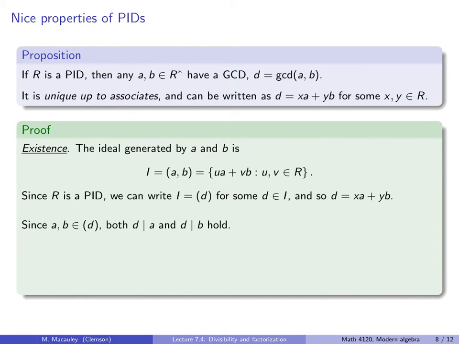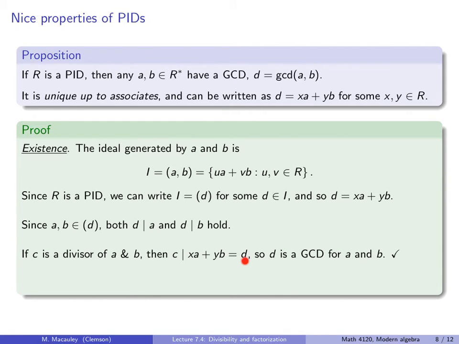Now we have to show that it is in fact a greatest common divisor. So let's take another divisor of A and B. Let's call it C. So this means that C divides A and C divides B, so it clearly divides X times A plus Y times B, which is equal to D. And that's what we needed to show. Therefore, D is in fact a greatest common divisor for A and B, because any other divisor C divides D.